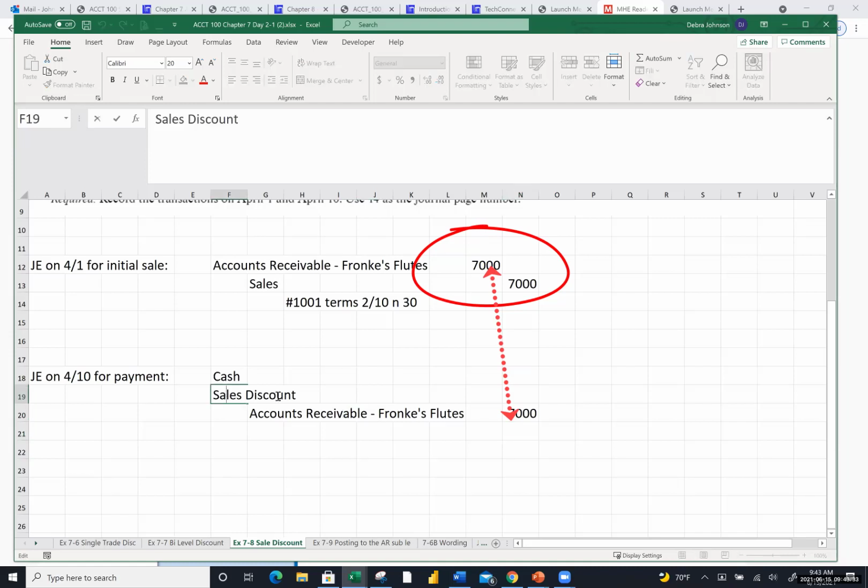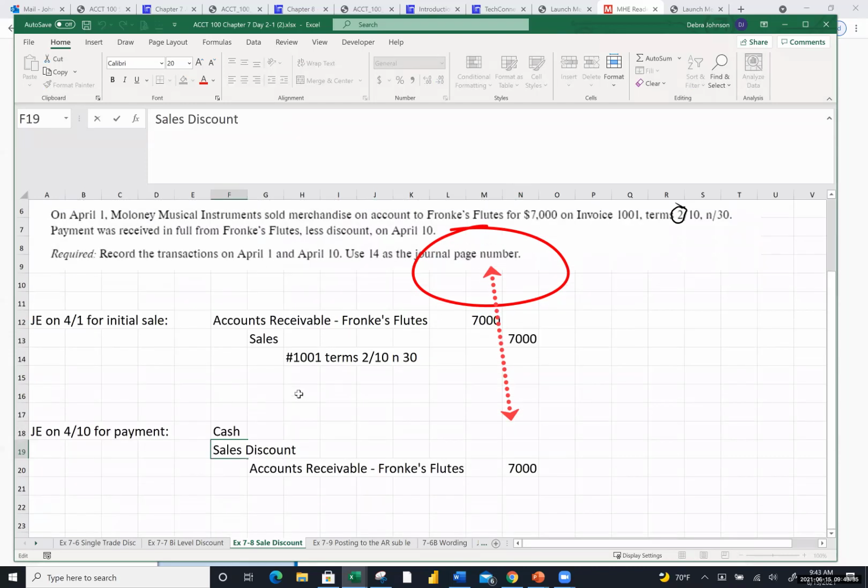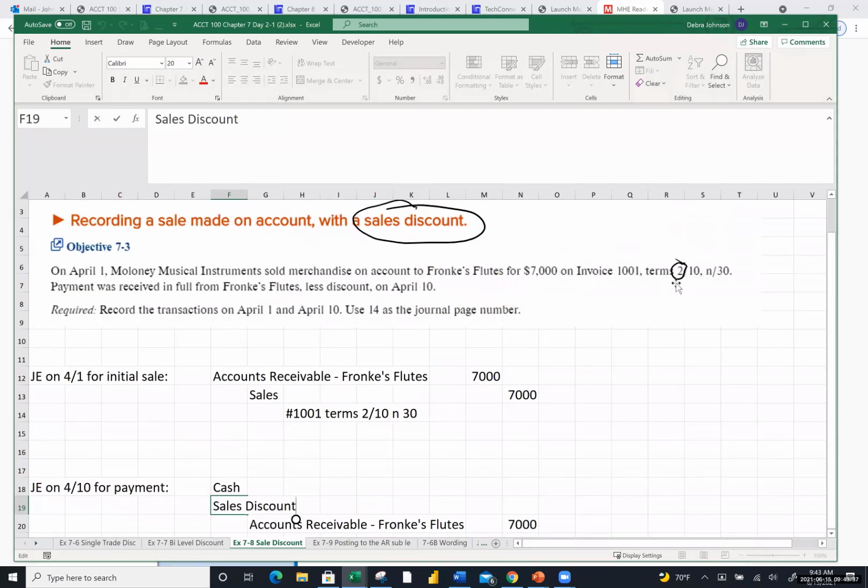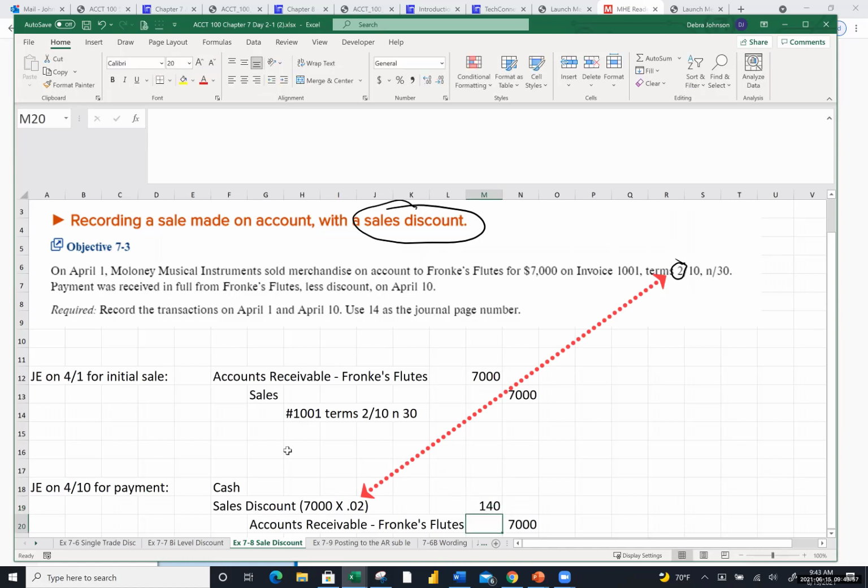The sales discount was 2%. Where that came from was that funky looking fraction here that I'm circling. 2% discount if paid within 10 days. So this discount is going to be 2% of the 7,000. I'm going to let my computer do that. 7,000 times 2% would be 140.